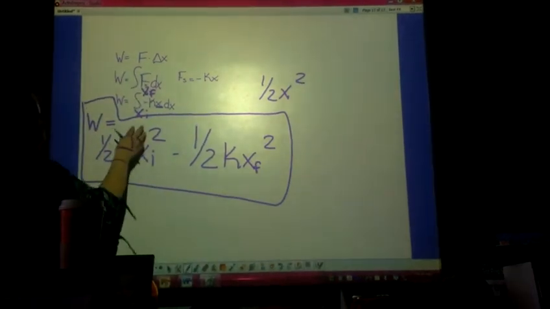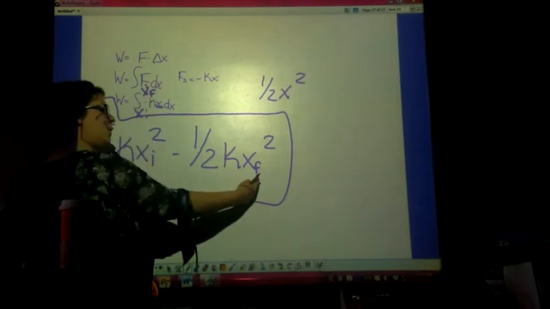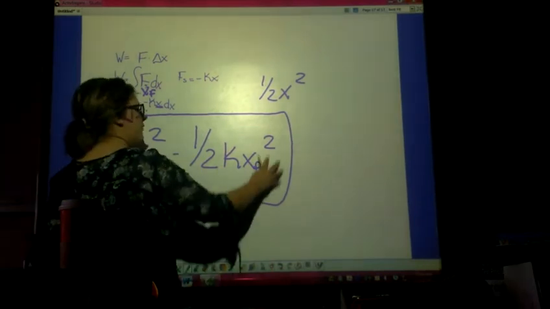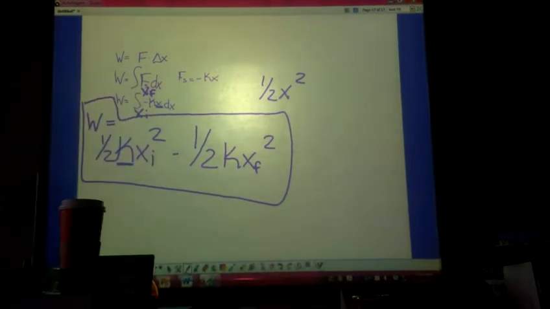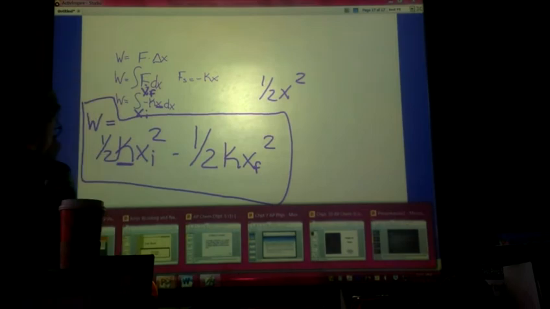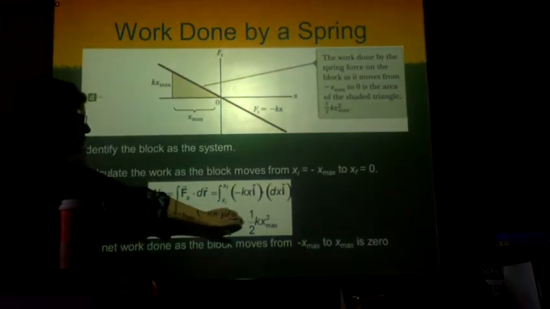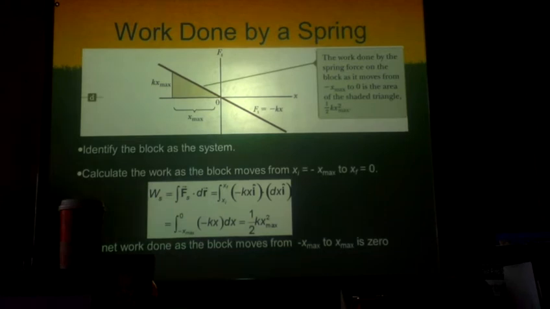But then I want to think about that in terms of that range of the initial x position to the final x position. So I did that by showing that this is what I'm starting off with initially, and then this is the amount of work that I've done finally. So this is how I would find work done by a spring. Okay, which is showing us that right there as well.